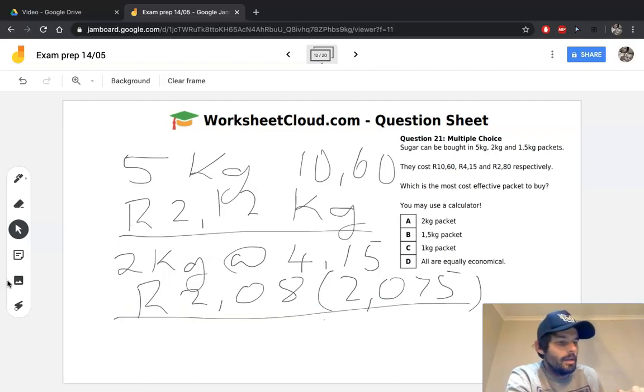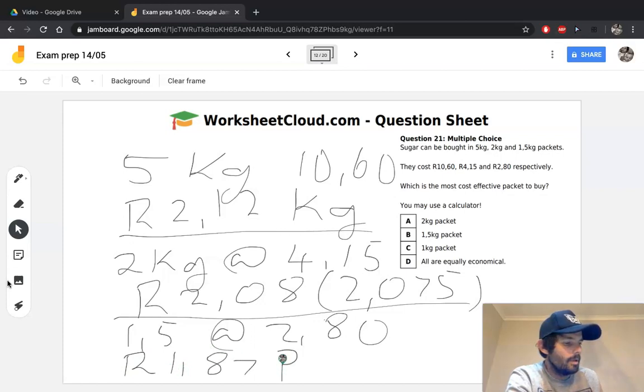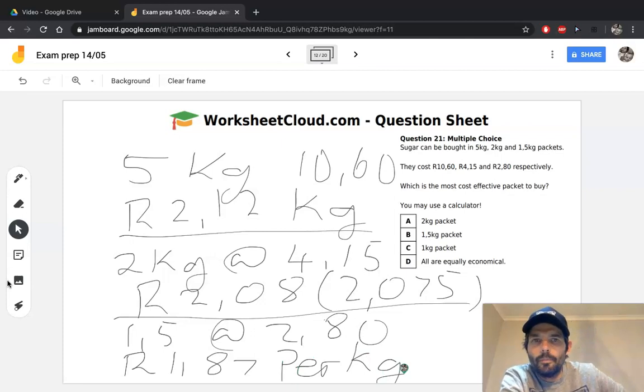And then the last one is 1.5 kilos at 2 Rand 80. And if I divide 2 Rand 80 on my calculator by 1.5, I'm getting an answer of 1 Rand 87 per kilogram. Okay, so now I've worked out all the amounts per kilogram, and you should be able to see that the 1.5 kilogram packet is the cheapest option. So your answer there is option B.